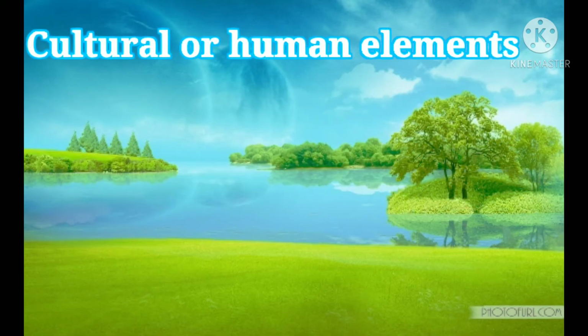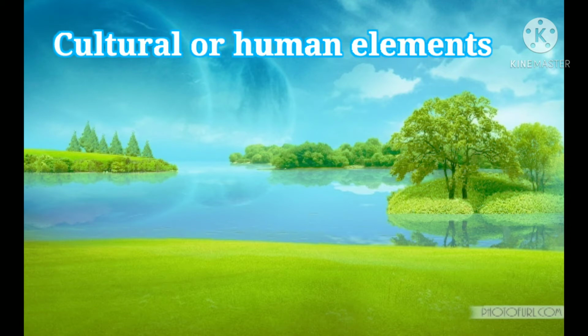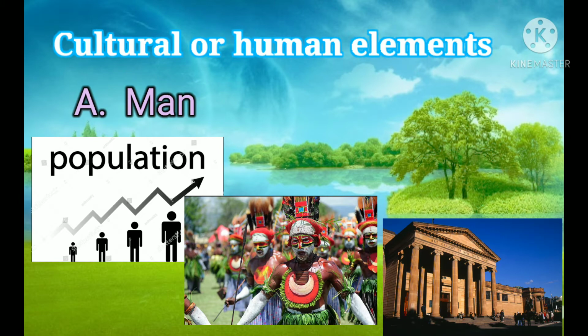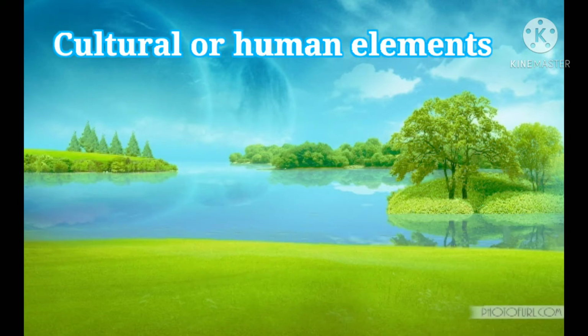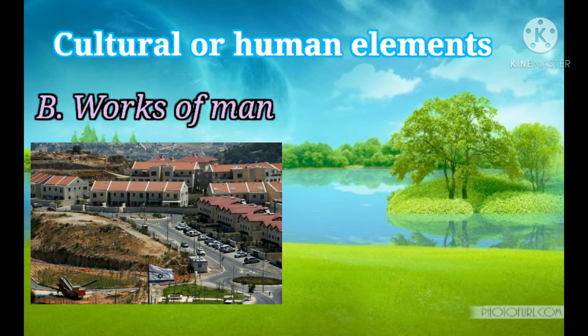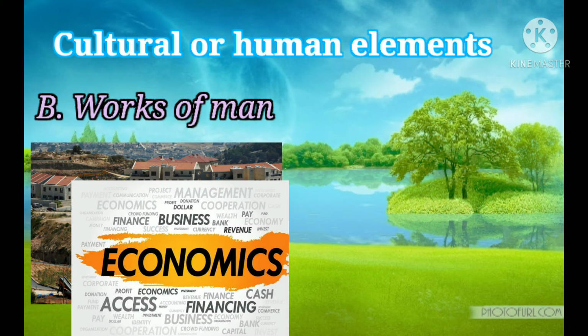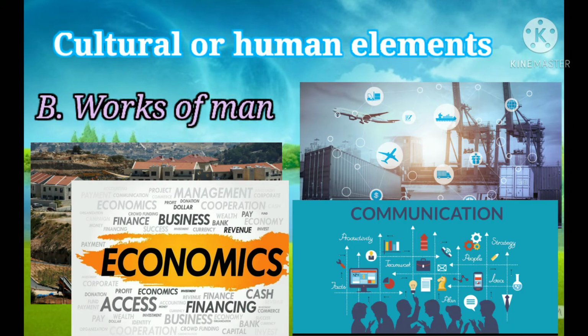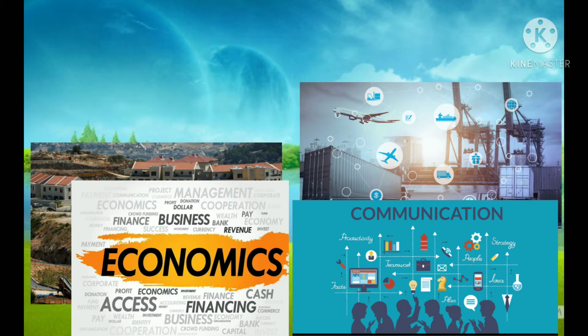And yes, we can move to cultural or human elements. In the cultural and human elements, there is man, of course: your population, culture, and cultural institutions. After man, we also have works of man. For example, settlements. Next is economics or ways of life. And of course, our roads of transportation and our communication.